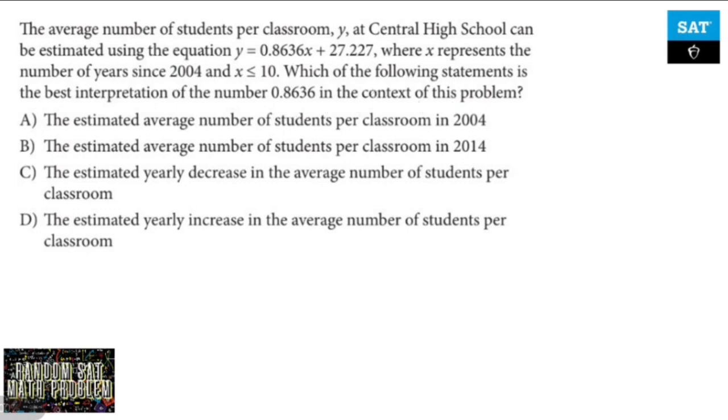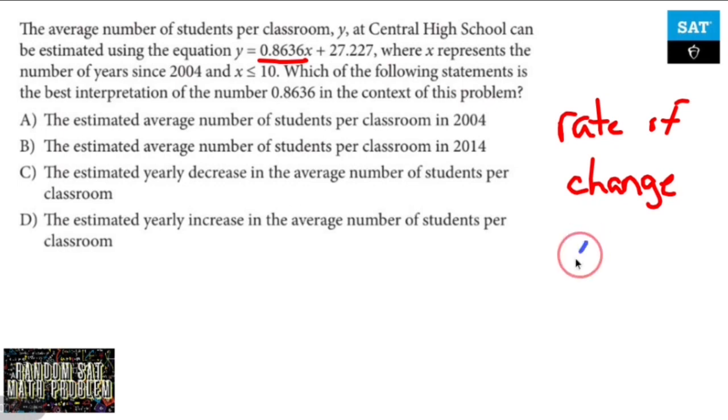All right, well, so that number, 0.8636, is the slope. The slope when you're talking about a word problem is also known as the rate of change. Slope is rise over run, so the rate of change is the change of the Y values over the change of the X values.